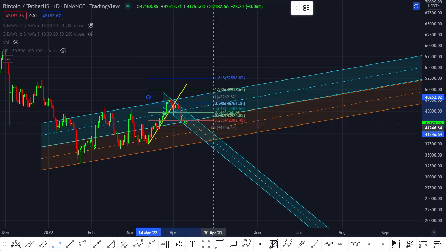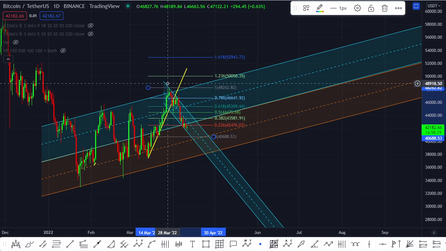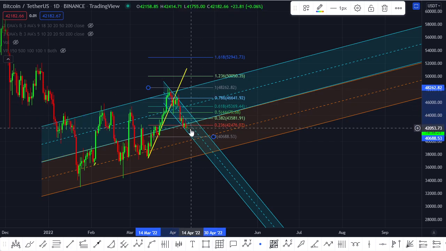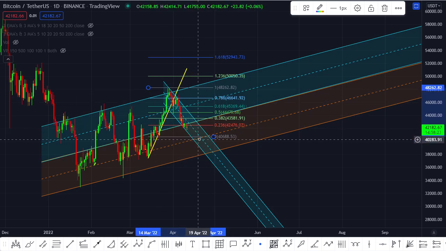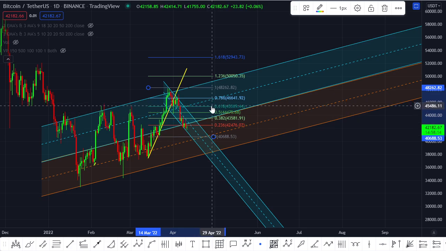Let's say, assuming we go here, around 40,600, let's say. If we do go here, because we're not very far off, right? So you can just add plus 1k, 2k to the target. If we do go to this 40,688 region, let's say 40k region, then B wave could take you to around 44 or 45k tops.